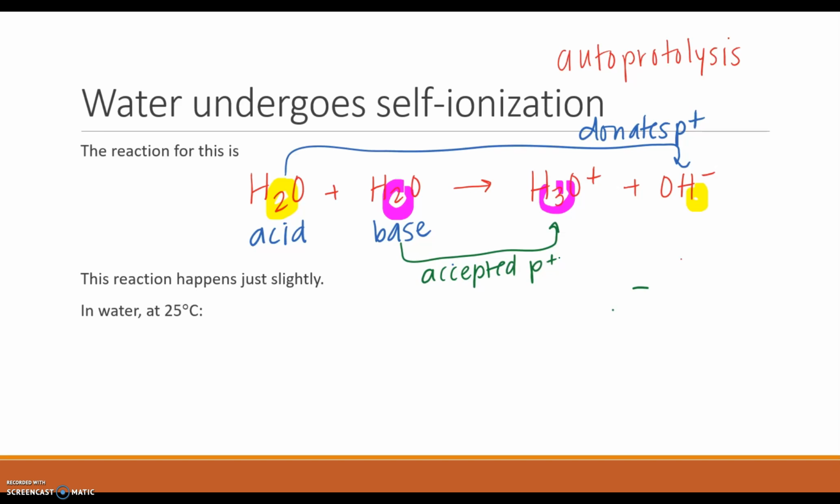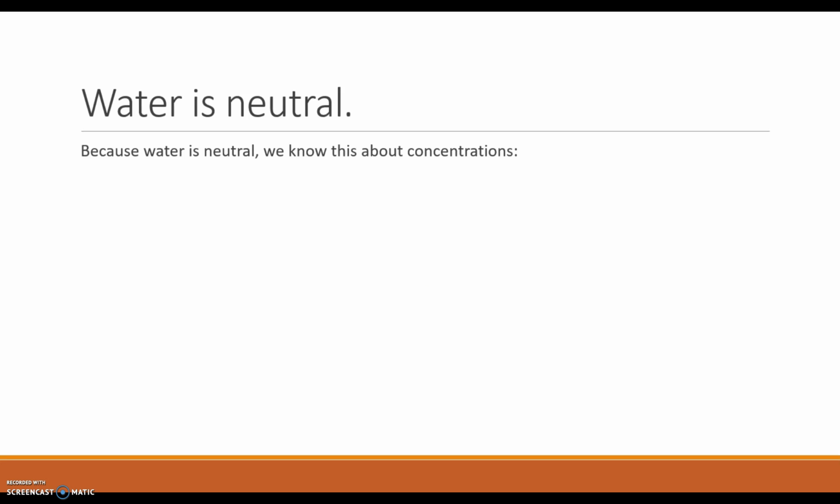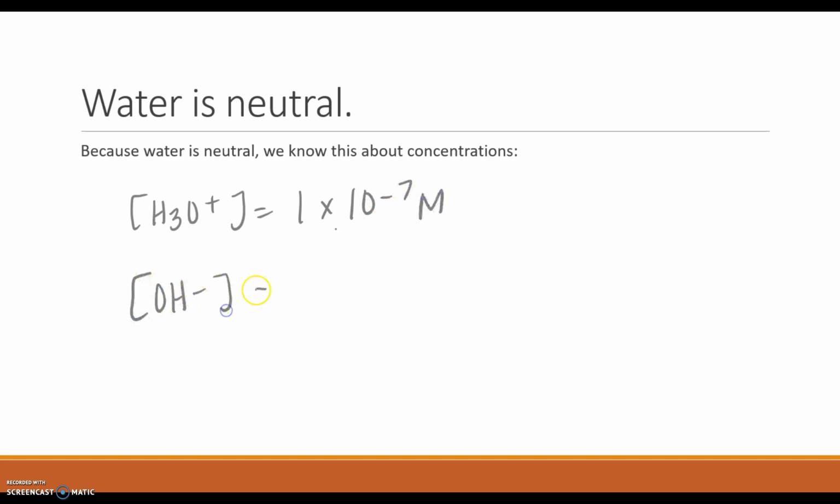So what you need to remember is that in water at 25 degrees Celsius, when you have self-ionization of water, this is going to be true. So the hydronium ion and the hydroxide ion concentrations are going to be equal. Water is neutral, and because water is neutral, we know this about its concentrations. We know that H3O+ equals 1 times 10 to the minus 7 molar, and we know OH- is 1 times 10 to the minus 7 molar.